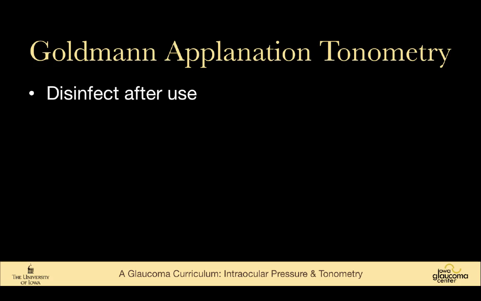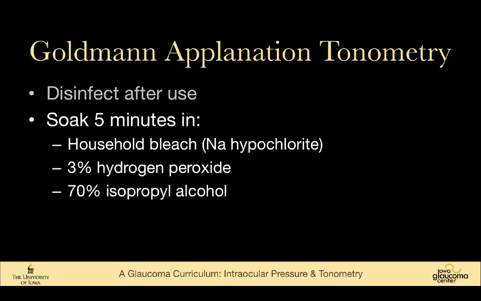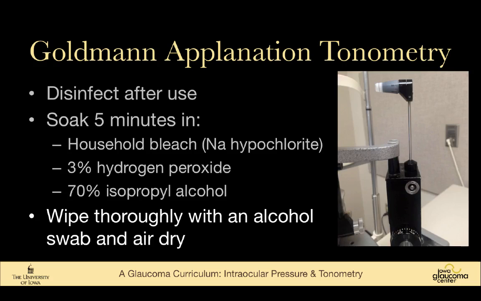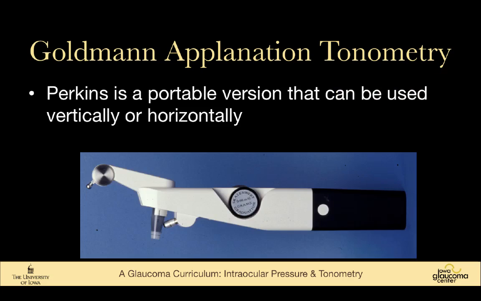Whenever we use any tonometer, we need to disinfect the tonometer. Things like TonoPen and iCare have disposable parts that are in contact with the patient, but the Goldmann does not. So you can soak it in household bleach, sodium hypochlorite, or hydrogen peroxide, or isopropyl alcohol. You can also wipe it thoroughly with an alcohol swab and air dry it. In our clinic, the custom is to turn the tonometer tip backward after it's been cleaned so that the next person in the room knows that the tip is clean.